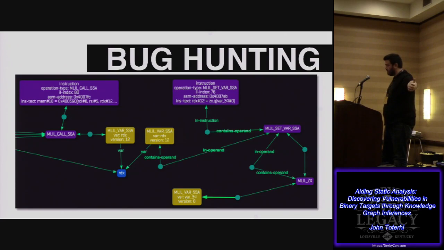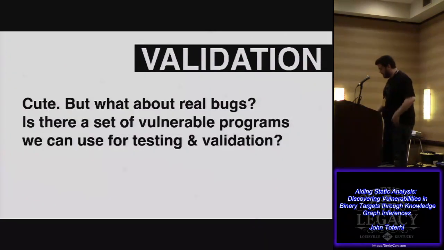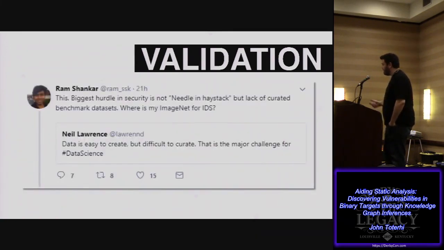So what happens if there's 3 levels of indirection or 4? Well, we can write inference rules to help us with that case, so we don't have to write really crazy long graphical queries. All right, so this is all really cute, but what about real bugs, right? I want to test this on real stuff because I'm not here to find bugs in your silly little programs.